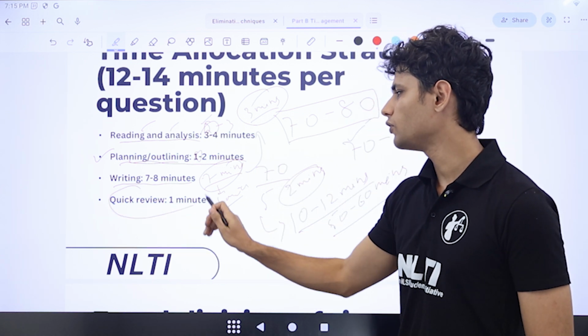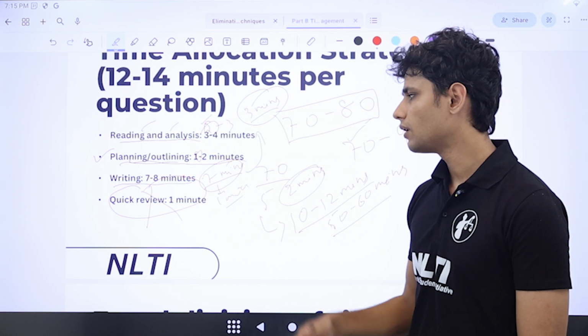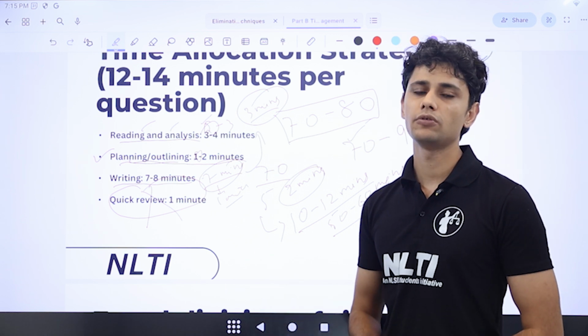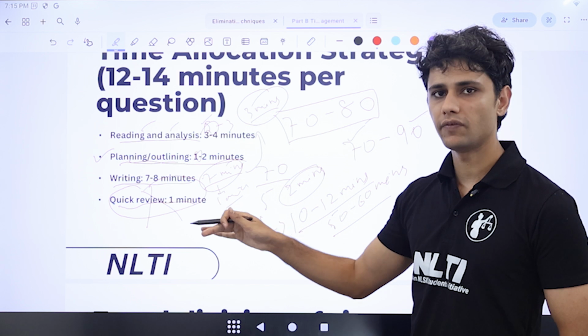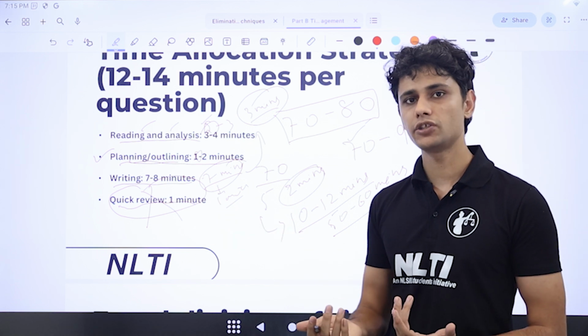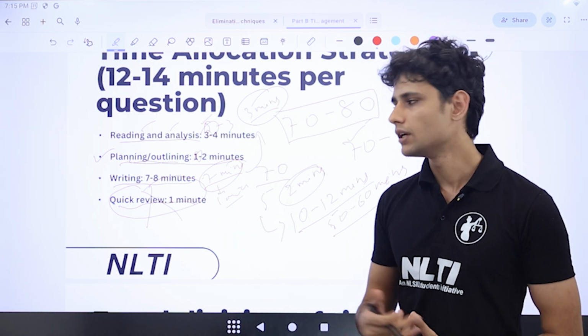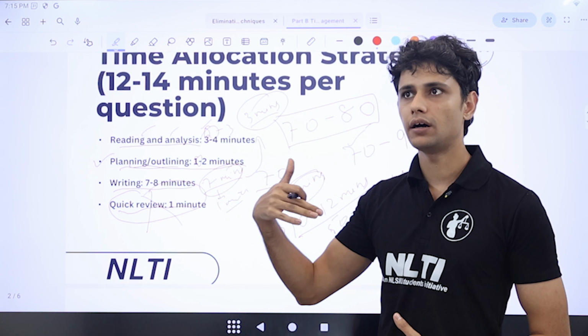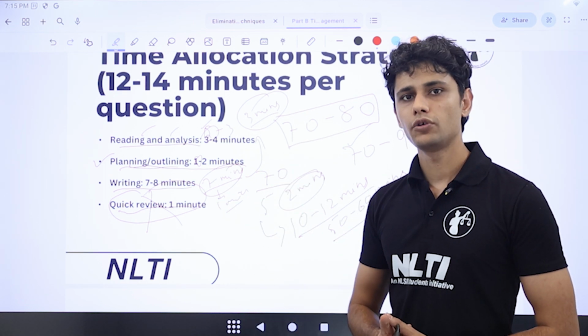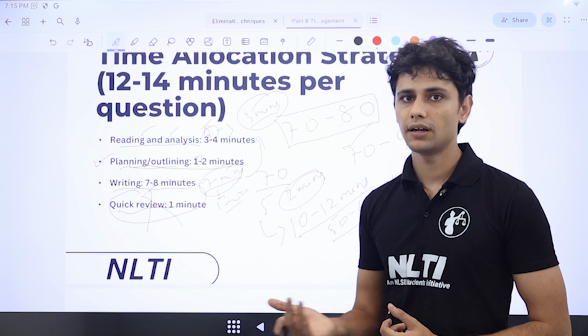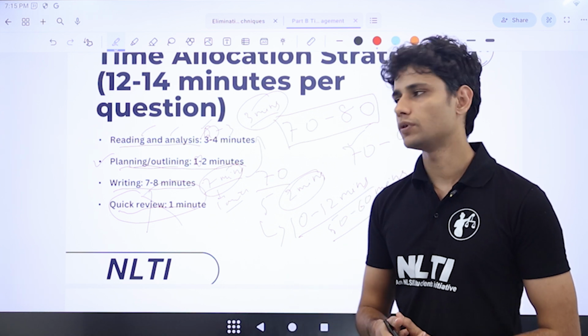No need to do a quick review. We can skip this step. Perhaps earlier when there was more time to attempt, this could have been helpful. But I wouldn't suggest that you do a quick review. It's anyway not going to help. It's not that you'll be able to change anything about your answer. So no need to, I would say, revise your answer or go through your answer once again once you're done writing. Once you're done writing, move on to the next question.